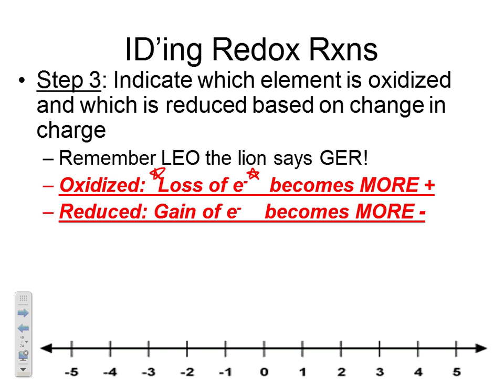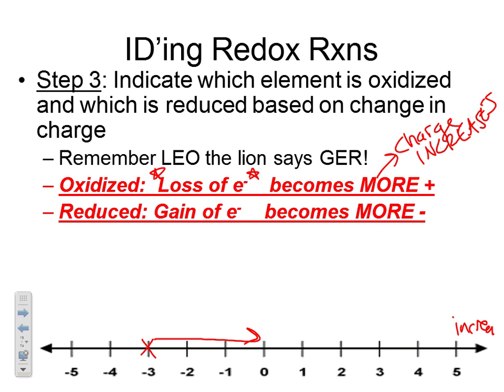Oxidation is the loss of electrons. Electrons are negative, right? You lose a negative charge, you become more positive. So in oxidation, charge increases. It becomes more positive. And I've got a number line down here. In oxidation, you could start at, let's say, a charge of -3, and anything that moves in this direction, toward an increase, would be oxidation.